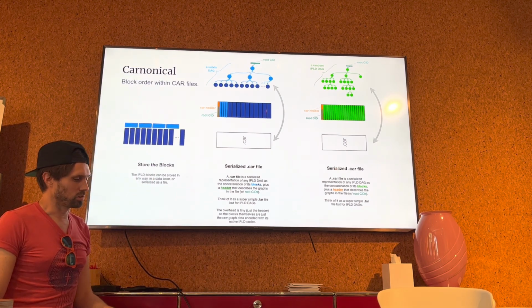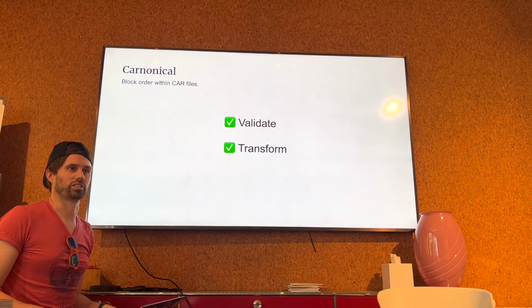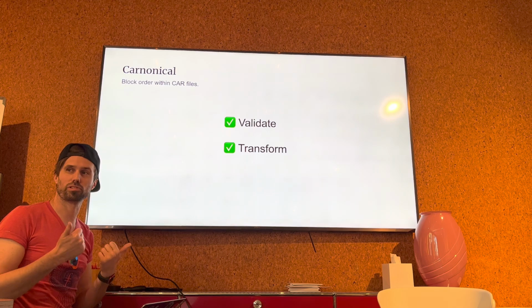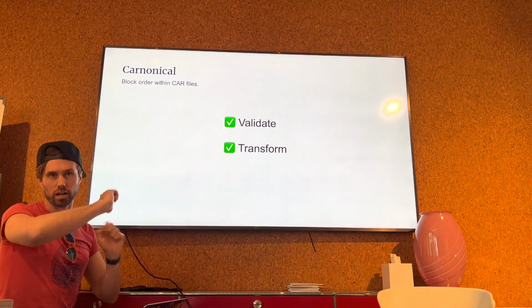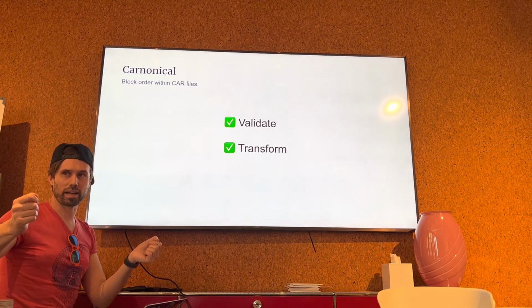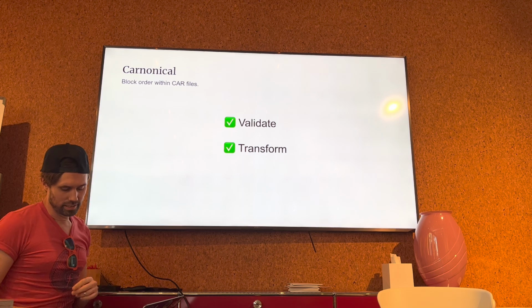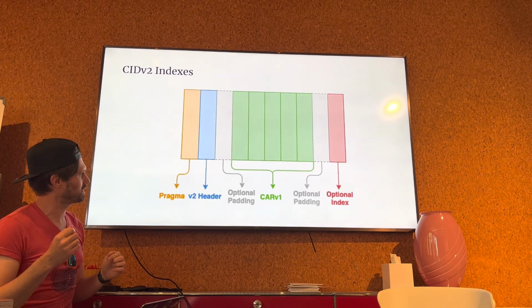So yeah, block order within CAR files, and what we've got for that is a function which will look at a CAR file and validate whether it is in canonical format or not. But also a function that will take a CAR file, convert it into that format, and then spit it out again, which is great. And why is that good? Well, okay, let's get to that in a sec.